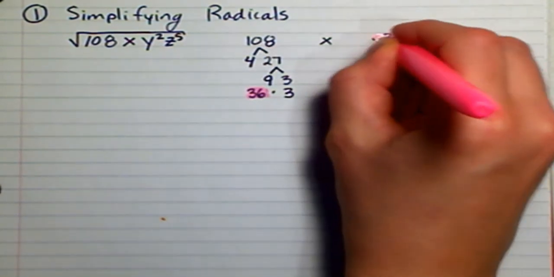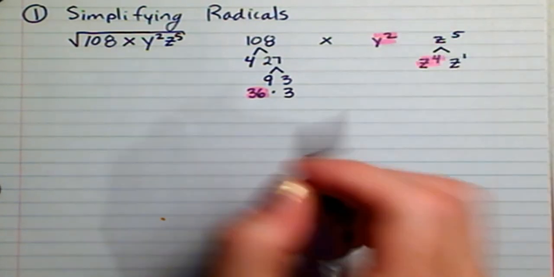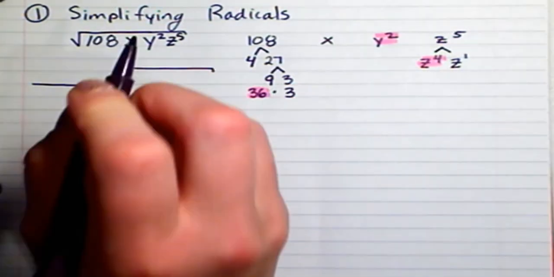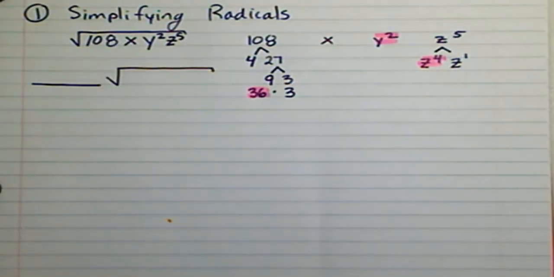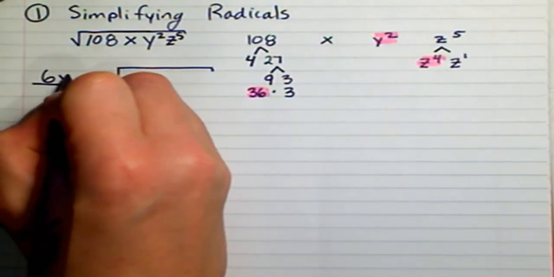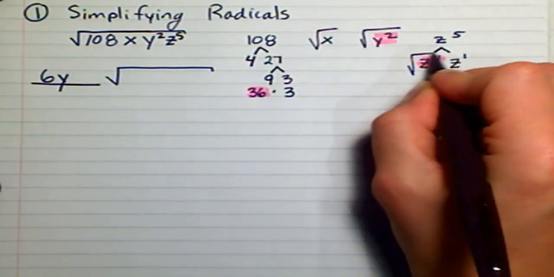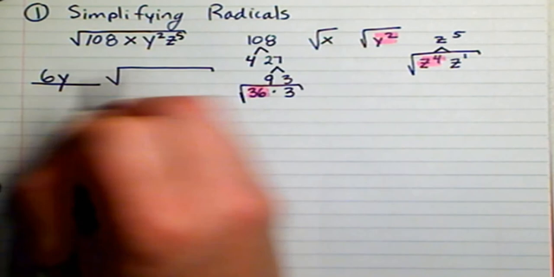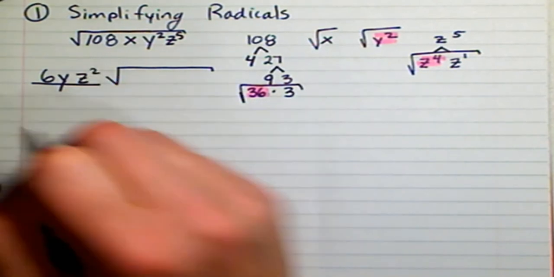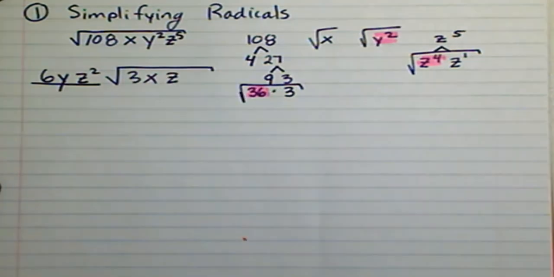Can I show my work here, guys? All right. Now, what goes outside the radical? What goes inside the radical? The perfect squares come out. Notice that you are taking the square root of each of these pieces. 6y z squared. And then what's left? 3x z to the first.